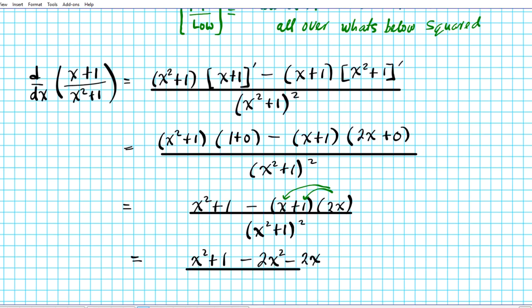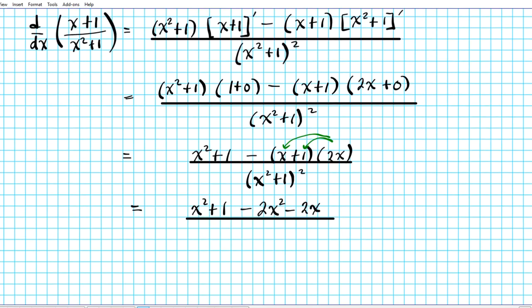If a question like this is on the AP exam, there's a 99% chance that this error will be included to trap students that are not paying attention. So don't forget to distribute your negative signs. Very important. Okay, in the denominator we have x squared plus 1 squared. We have two like terms that can be combined. In the numerator, x squared minus 2x squared is negative x squared. We want to write this in standard form, minus 2x plus 1. All that divided by x squared plus 1 squared. And ladies and gentlemen, that's the final answer.